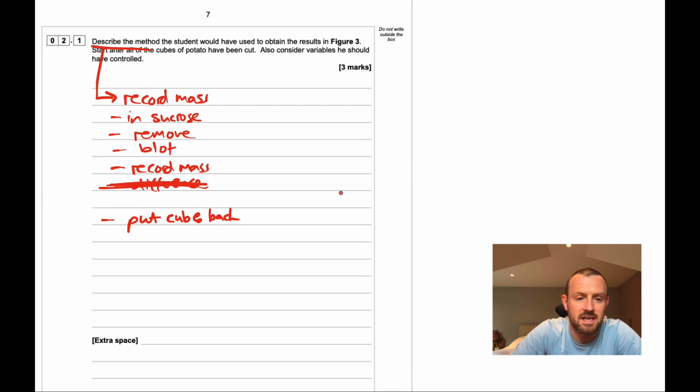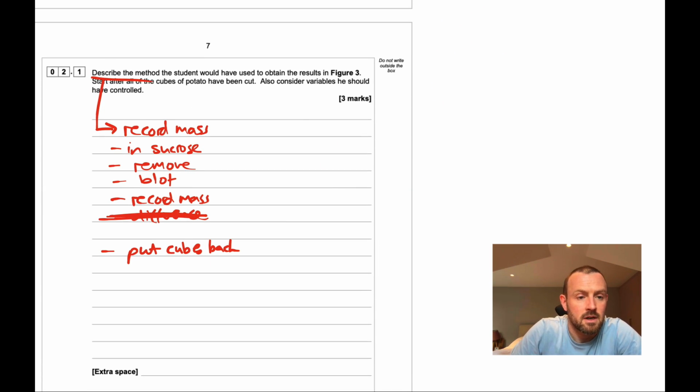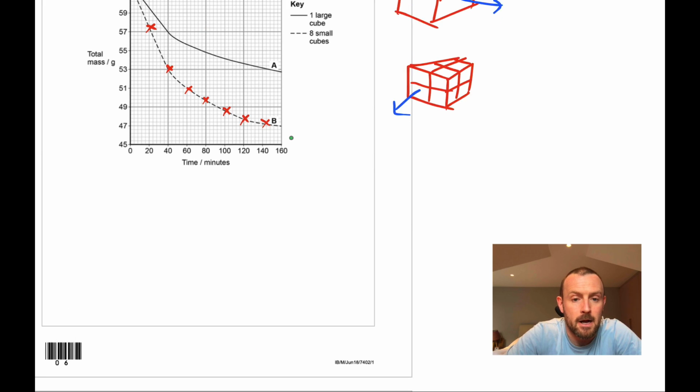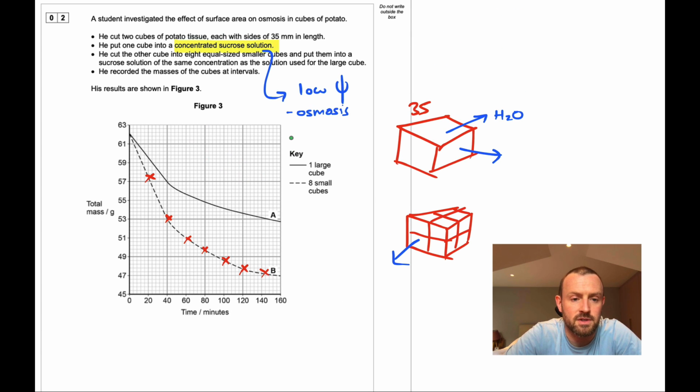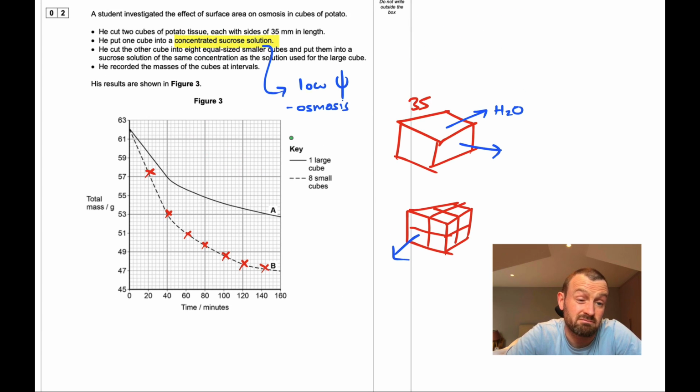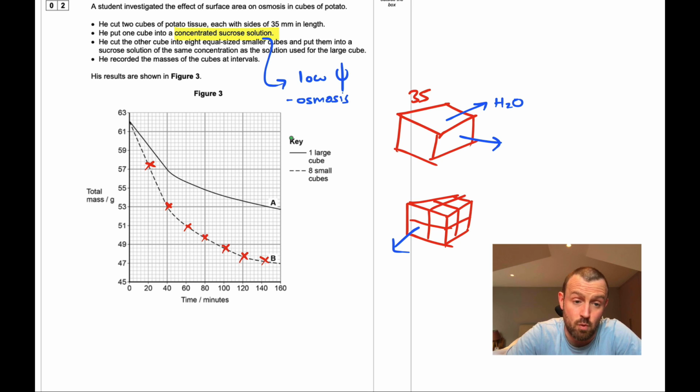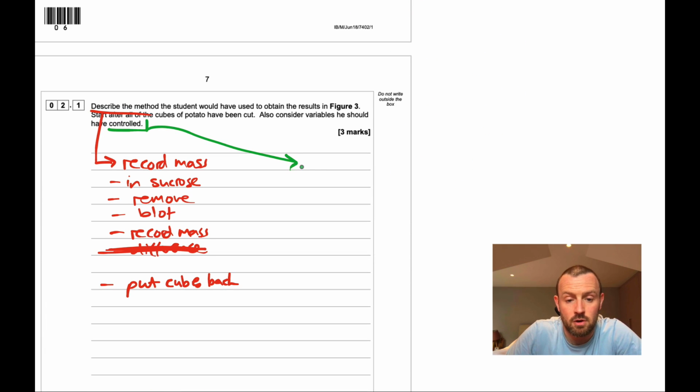Things that are the same, obviously, the control variables. Of course, I can't believe this is only 3 marks, to be honest. I would have thought this would be 6 marks. Control variables is the sucrose solution, because it just says concentrated sucrose solution. What concentration? So the concentration of sucrose solution and the volume of sucrose solution.